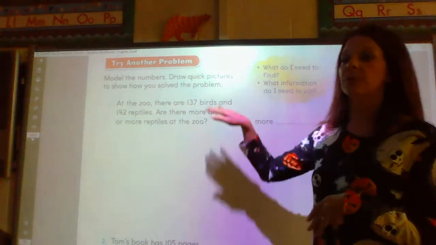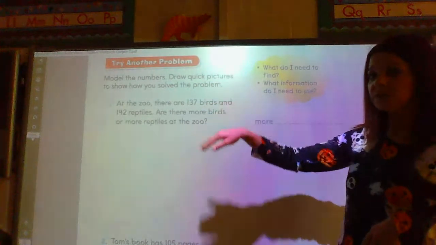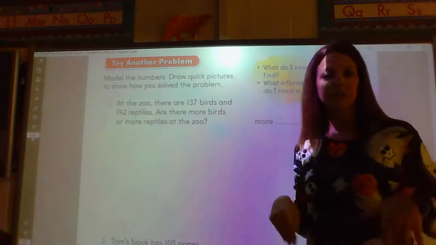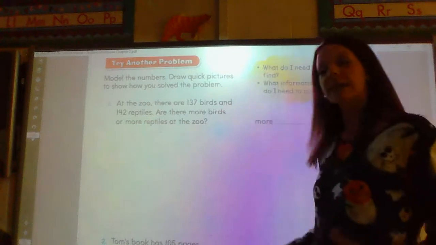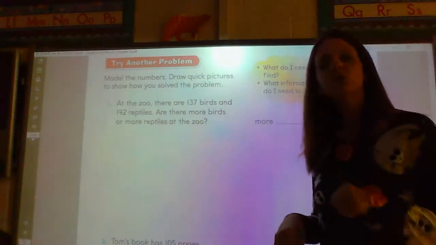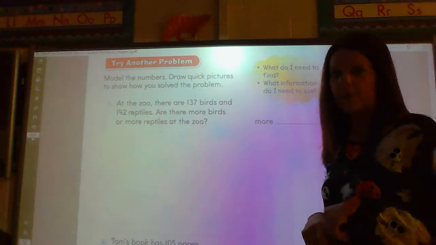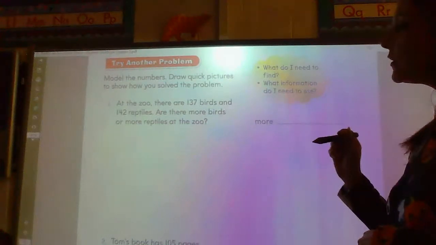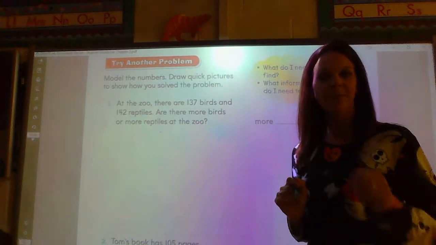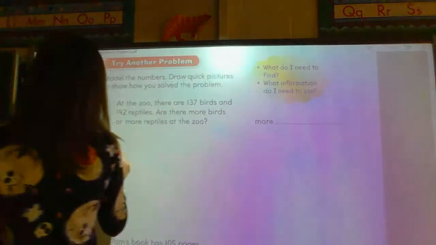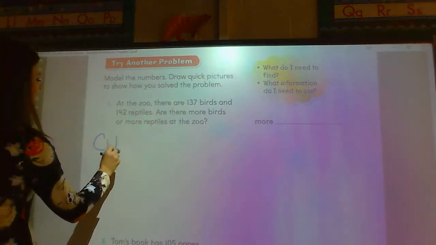When the directions are telling me to draw quick pictures, then guess what we need to do? We need to draw quick pictures to solve. Sometimes they won't tell you exactly how to solve. Then you can choose the way you would like to solve. What's our first job? I see words. So what do I need to write? CUBES. Great job. So I'm going to write CUBES over here.